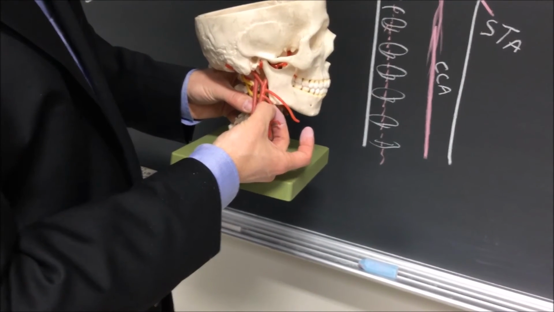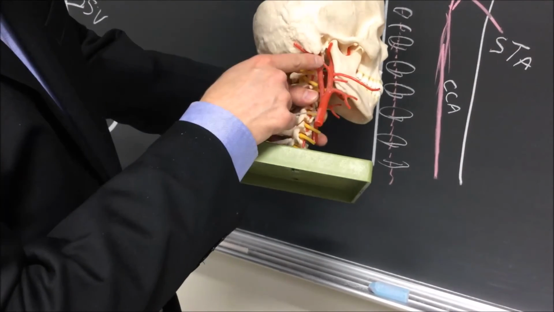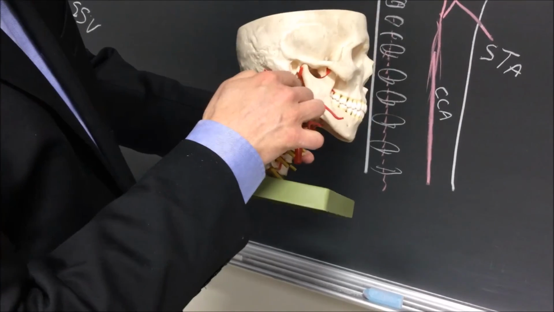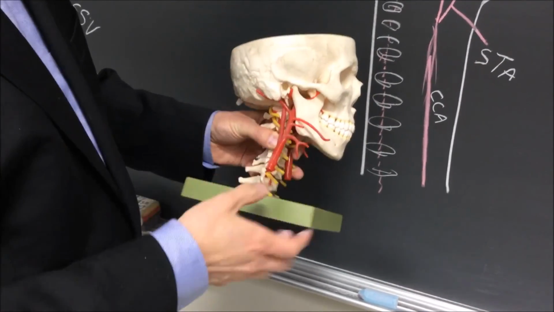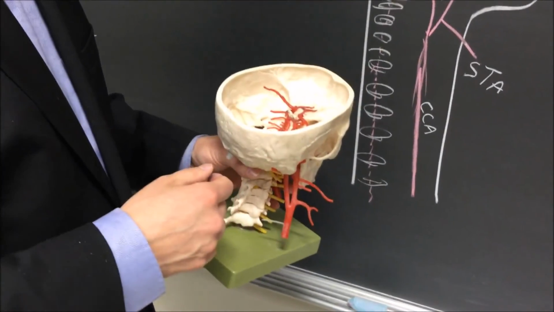Second branch here goes to the tongue, which is lingual. Third branch to the face. Fourth branch to the occiput. And the fifth branch is going to be the superficial temporal artery. We'll cover the inside of the skull in the next video.